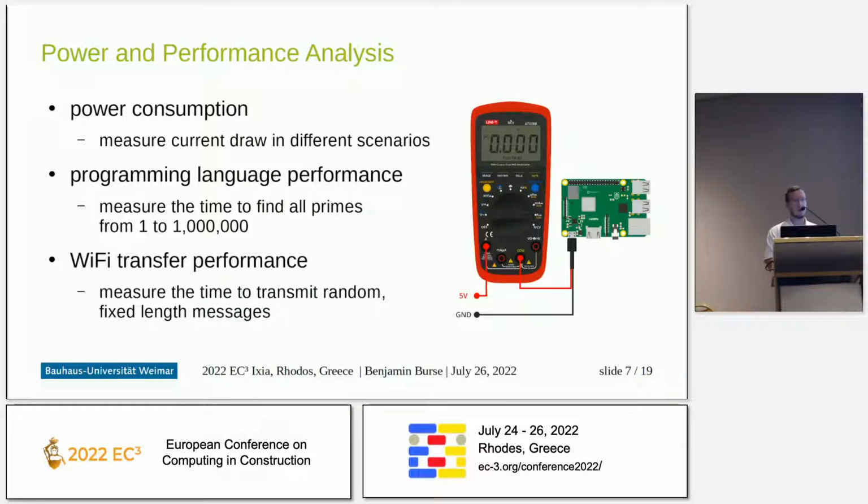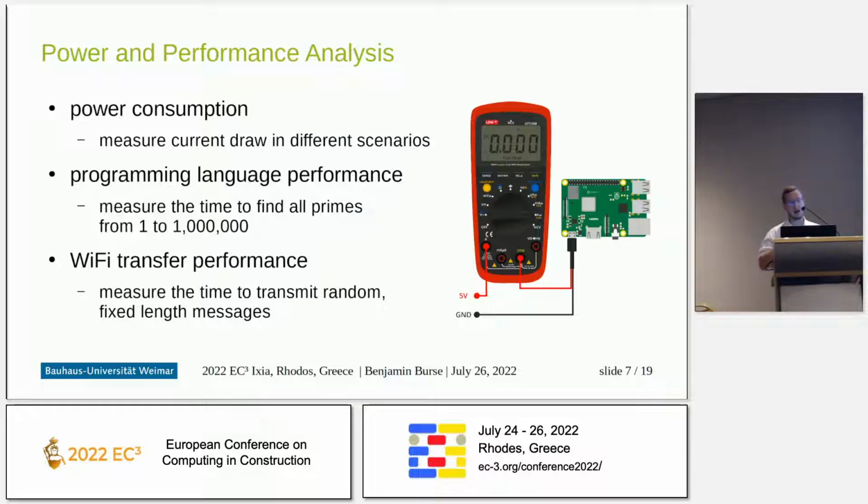Second one, it's quite important to choose the right programming language because of speed. And so we said, okay, we have to have a benchmark which is capable of showing out how this performs. So we said, okay, we will test all primes, or try to find all prime numbers until 1 million, and then just record the time.